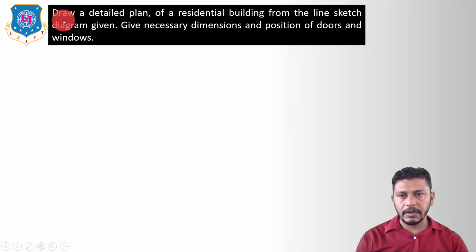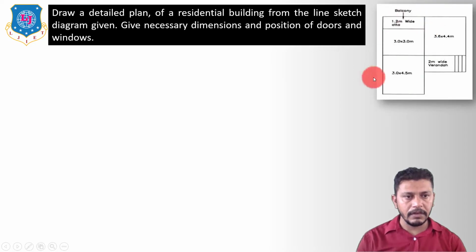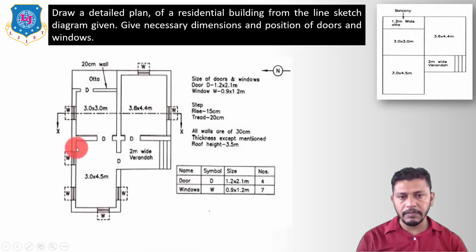Now let us try to draw a detailed plan of a residential building from the line sketch diagram given. Give necessary dimensions and position of the doors and windows. So here the line diagram is given, and by using this line diagram we are going to draw the simple plan of the residential building. So now we have to convert this line plan into the simple plan. So here we have shown the simple plan from this particular line diagram.